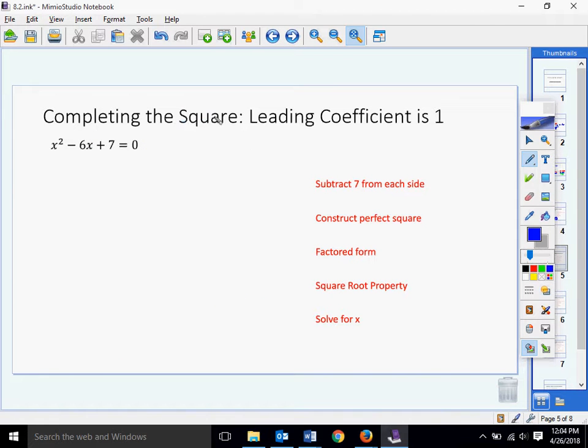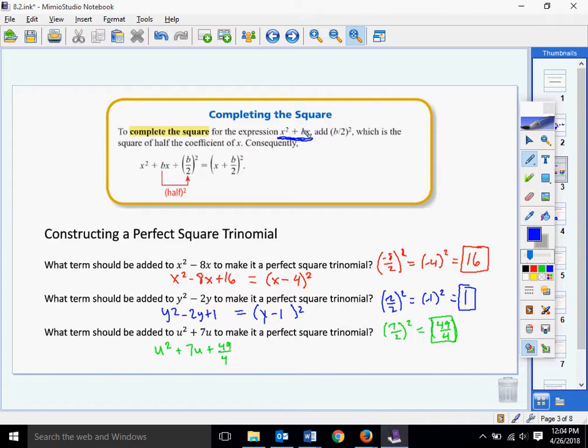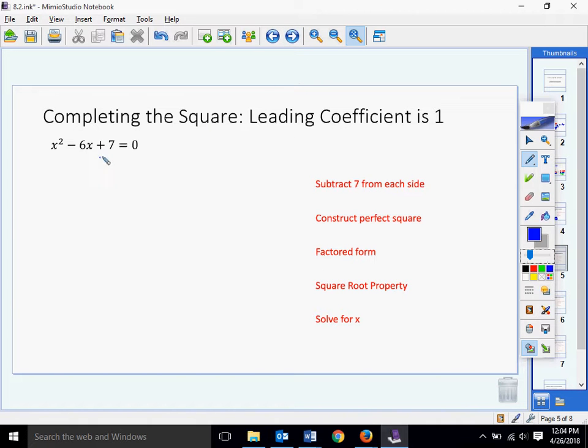I'm going to complete the square when the leading coefficient is 1 again. So I want to get it into the form that my rule was in. My rule said it needs to be an x squared plus a bx and nothing else. So what I'm going to do is subtract this 7 over so that it looks to be in that form. 0 minus 7 is negative 7.